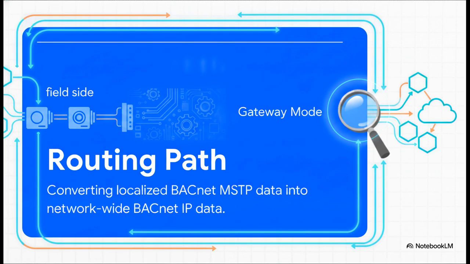Specifically, our routing path today means we're grabbing localized BACnet MSTP data from the field side, our client, and transforming it into network-wide BACnet IP data on the server side. That routing path is the foundation for literally everything we're about to do.